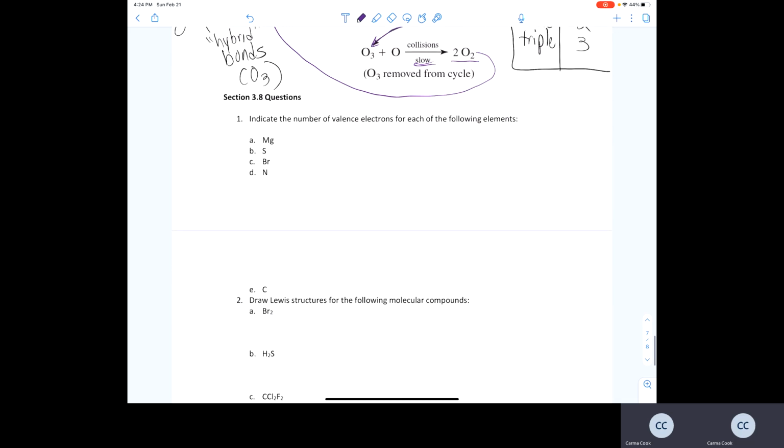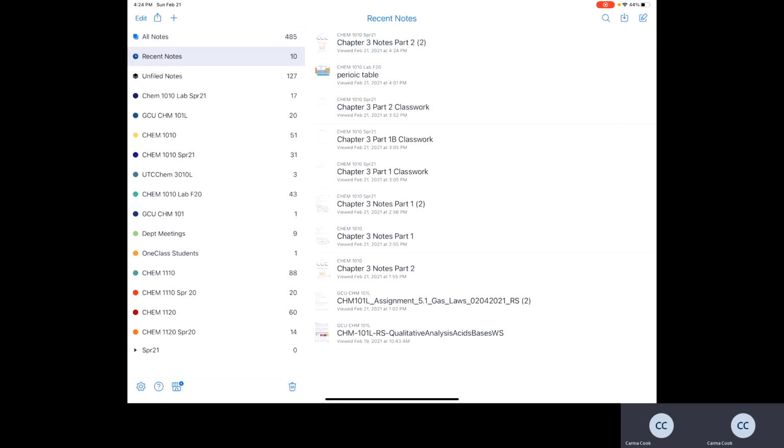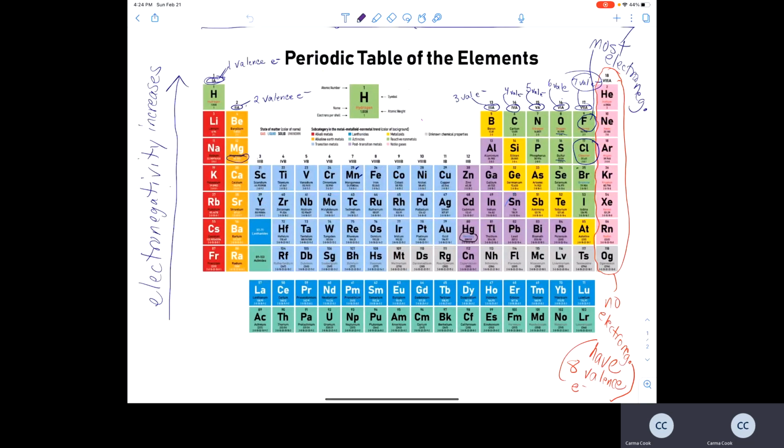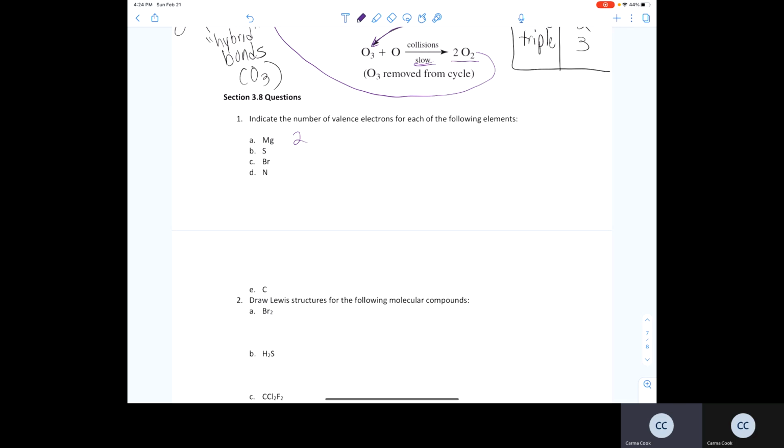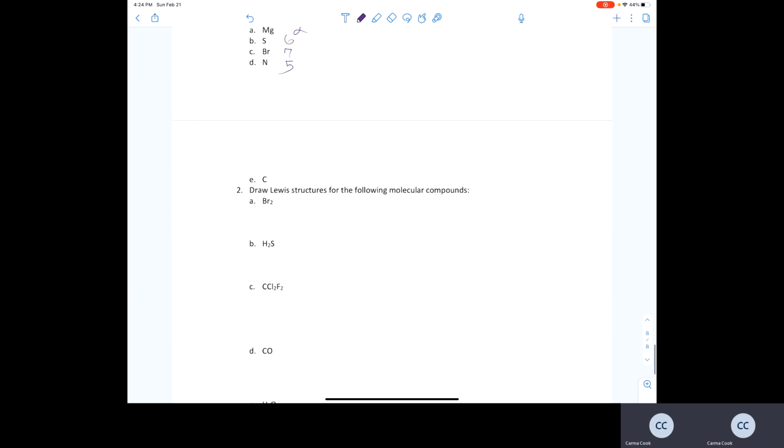So taking a look at some questions. Indicate the number of valence electrons for each of the following elements. Well, that depends on the group number. So magnesium is in group 2A, so it has 2 valence electrons. Sulfur is in group 6A, so it has 6. Bromine is in group 7A, so it has 7. Nitrogen is in group 5A, so it has 5. And carbon is in group 4A, so carbon has 4 valence electrons.